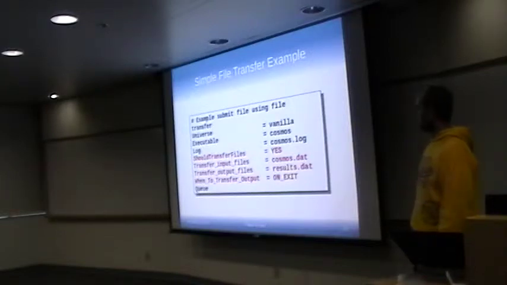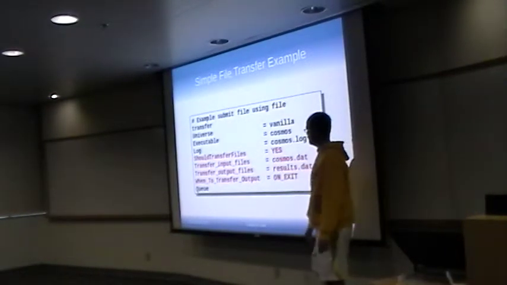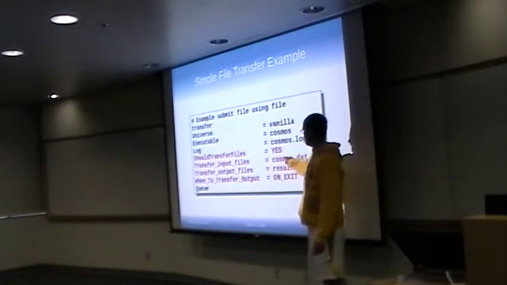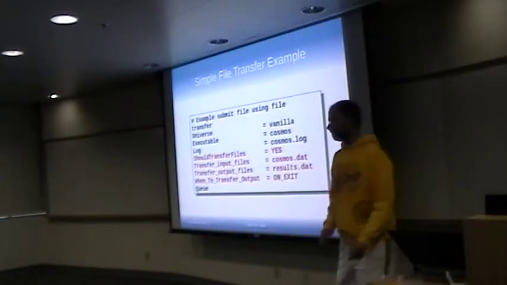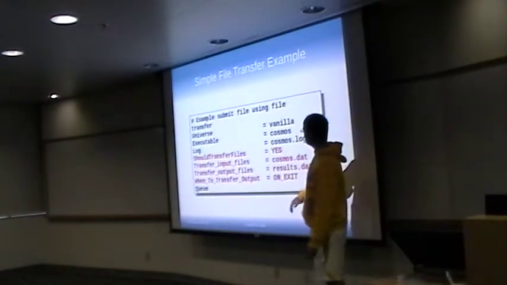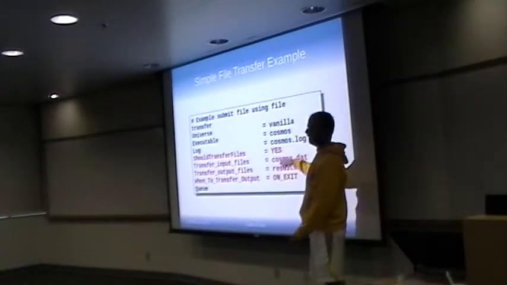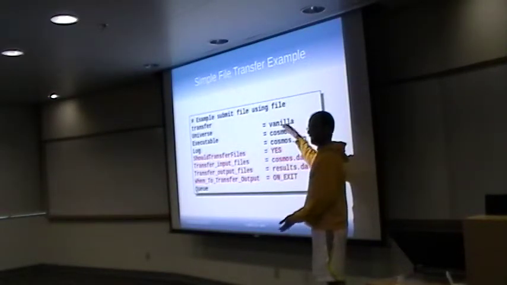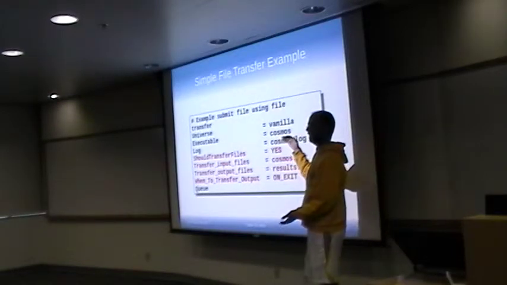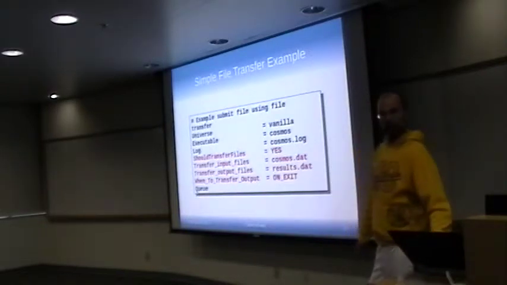So here is how the submit file that actually does file transfer looks. It's like before, we just added a few lines. We said we want the file transfer, this is the input file, this is the output file, and I want it back on exit. And this is probably the minimum. I don't have a standard output and stuff like that. It didn't fit on the slide. So if you merge this and the previous one, that's really the minimum submit file you ever want to use for anything real.